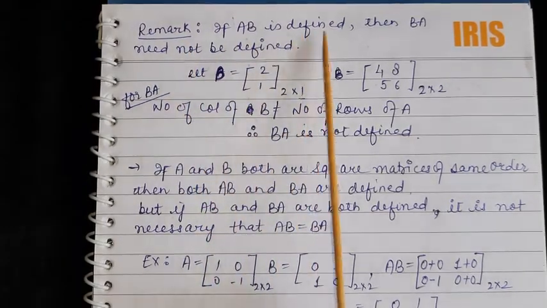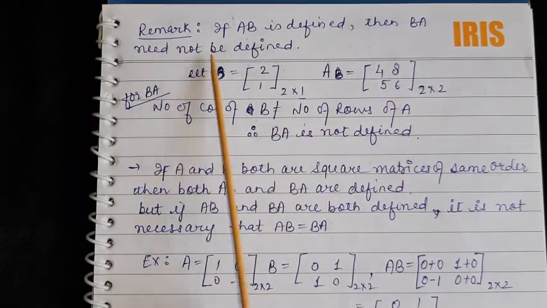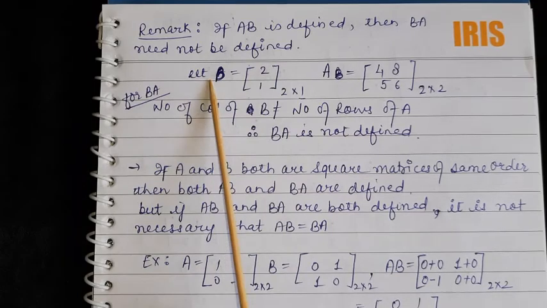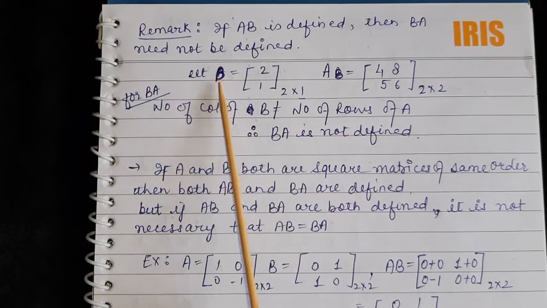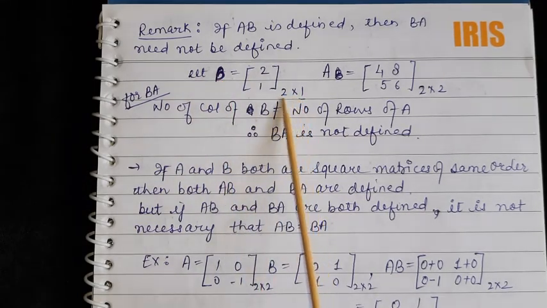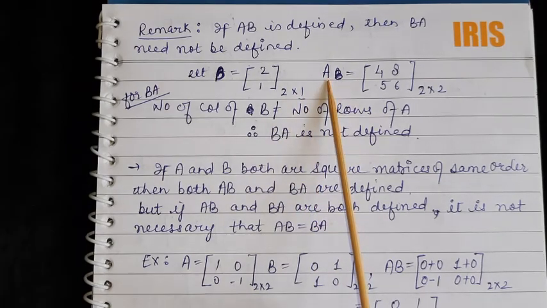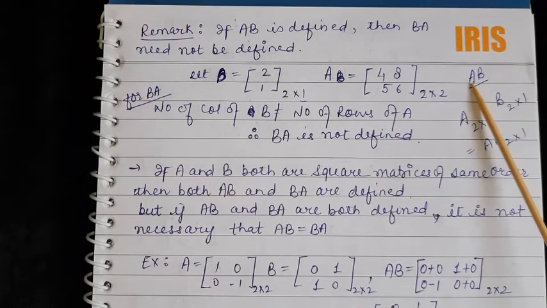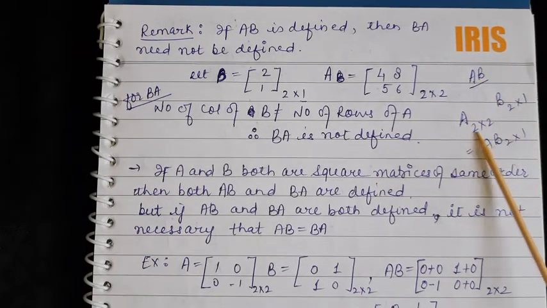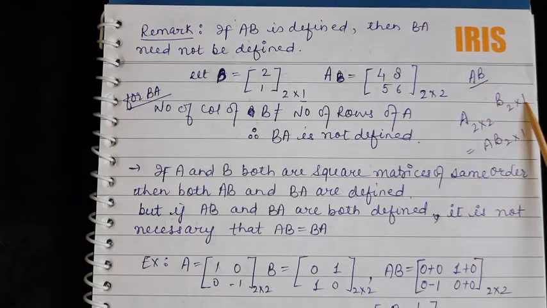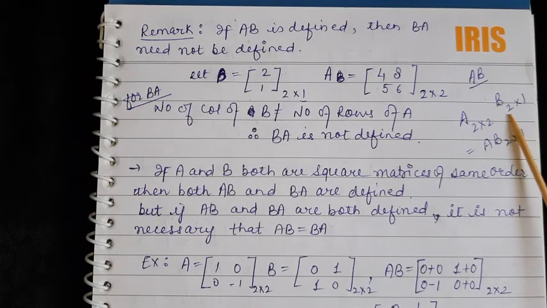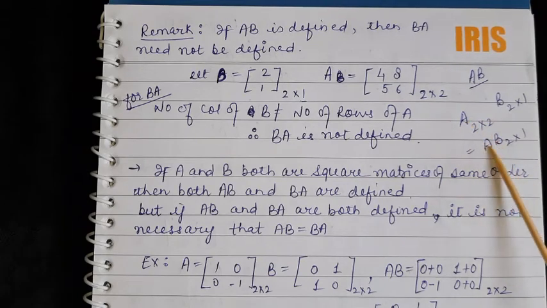If AB is defined, then BA need not be defined. Now let's see what this result is. We are taking one example here. We are taking a matrix B where the order of B is 2 by 1 and a matrix A where the order of A is 2 by 2. We can easily define AB because the order of A is 2 by 2 and the order of B is 2 by 1. It means the number of columns of A is the same as the number of rows of B. So the resultant matrix AB will be of order 2 by 1.